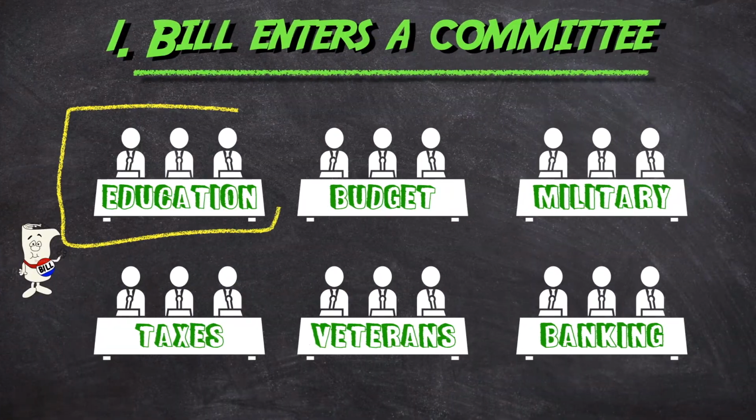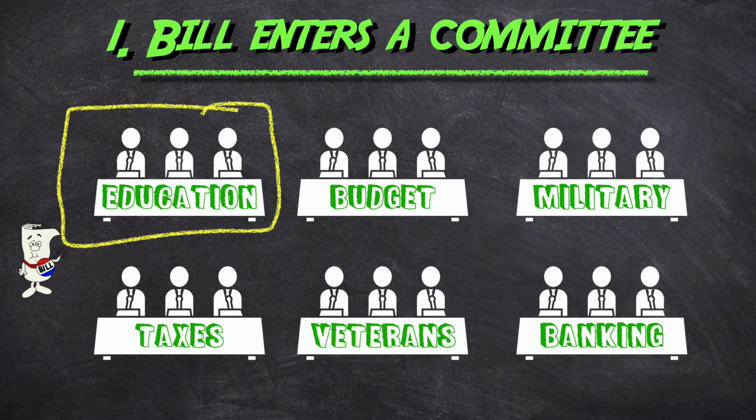In Congress, we have many committees. We have the Education Committee, a Budget Committee, Committee on the Military, Tax Committee, Committee for Veterans, as well as Banking and Finance. So what we're going to do is just focus in and pretend that we're looking at the Committee on Education. Now, in these committees, you have different members of Congress in each chamber working with each other, both Democrats, Republicans, Independents, etc. And they're trying to look at different bills that are being proposed so that they could eventually become law.